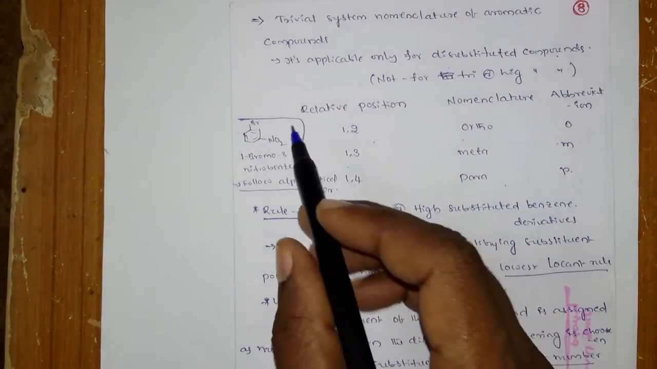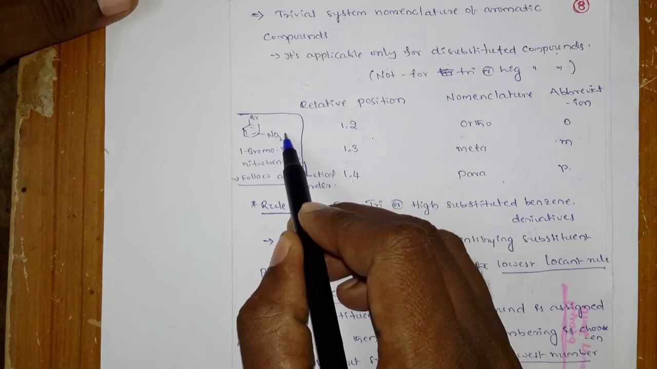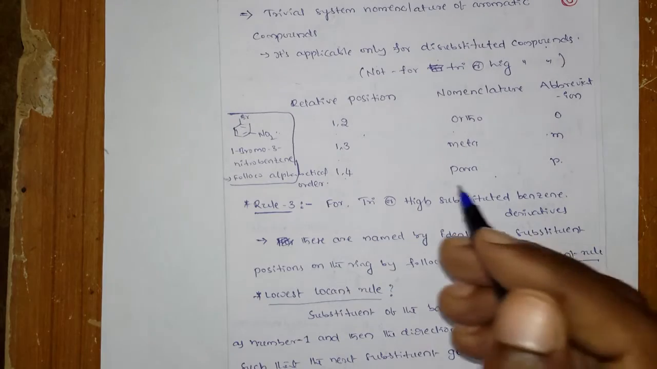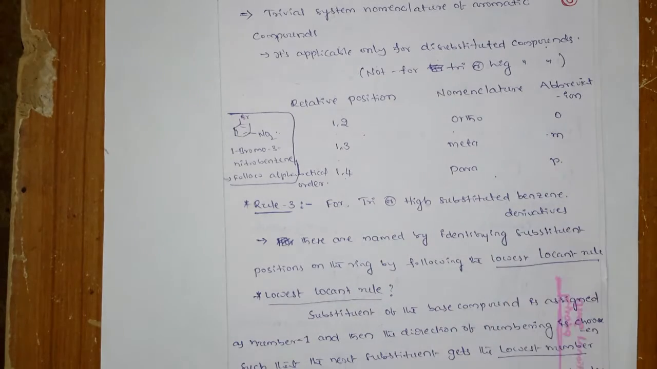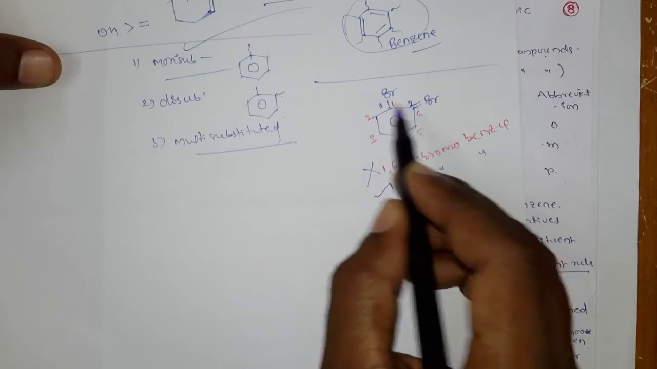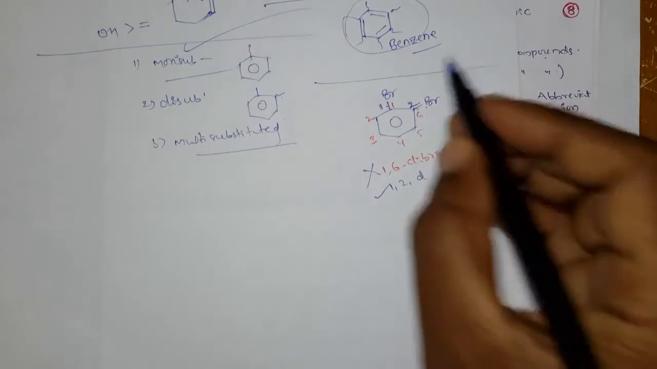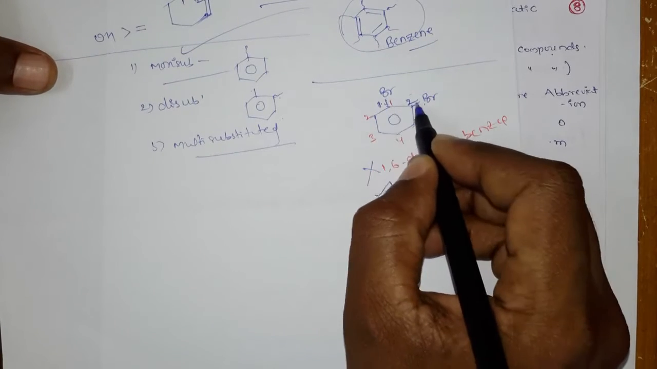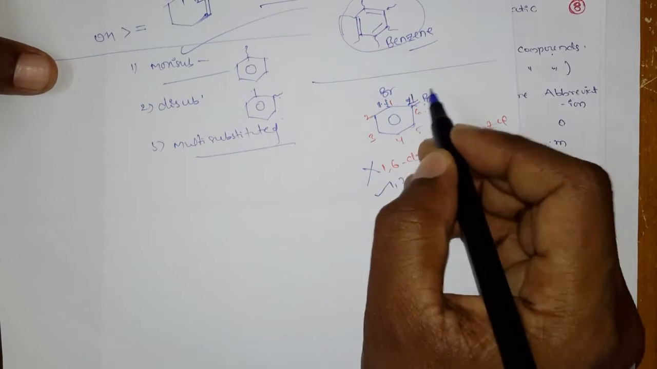Suppose like this, one compound is there, bromine, nitro. If both are bromines, earlier we have discussed this one, right? So if both are bromines, you can start from either. Here you can start the numbering, and from here also you can start the numbering.